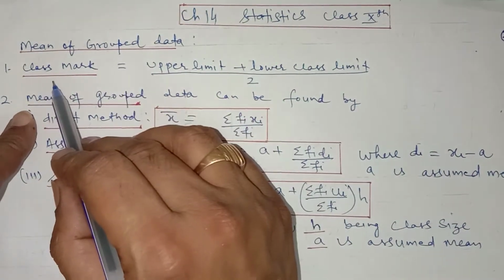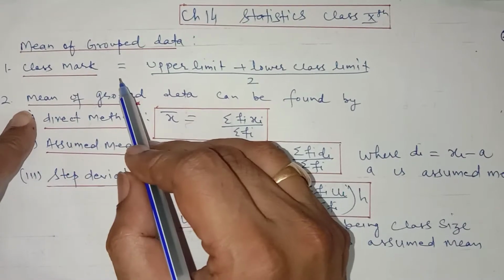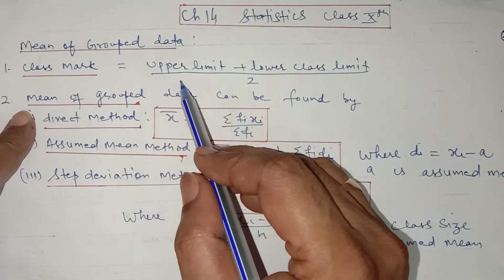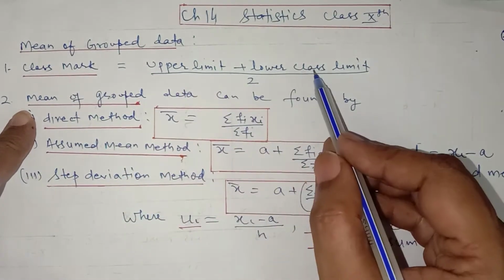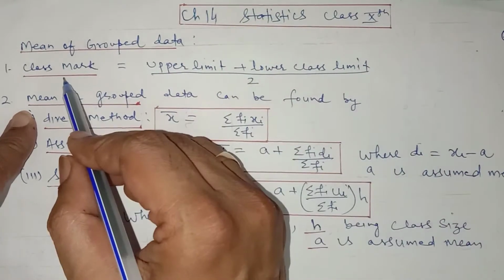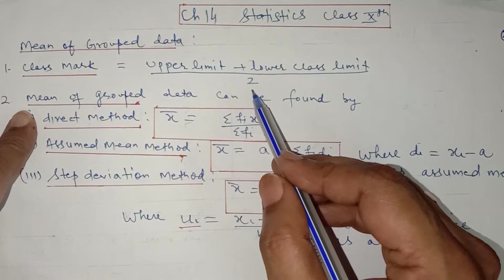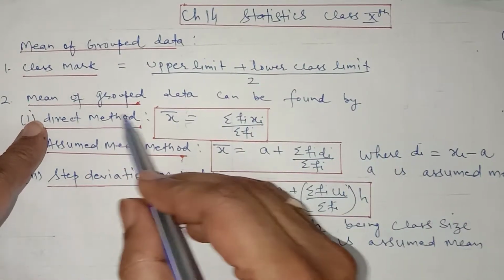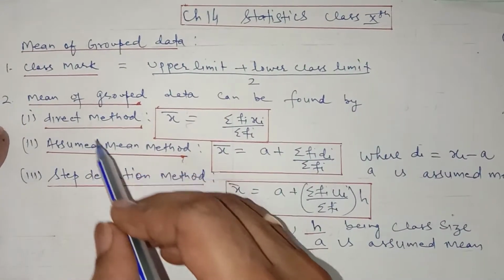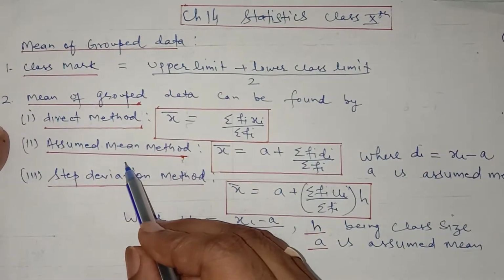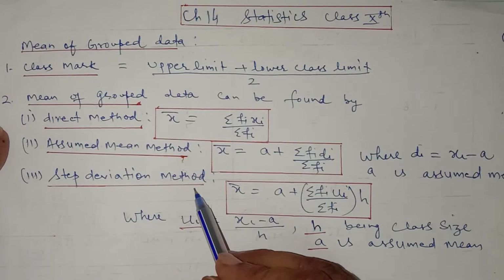You have to find the class mark of each class interval, which is equal to (upper limit plus lower limit) upon 2. Class mark of any class interval is upper limit plus lower limit upon 2. Mean of the grouped data can be found by the direct method, assumed mean method or step deviation method.